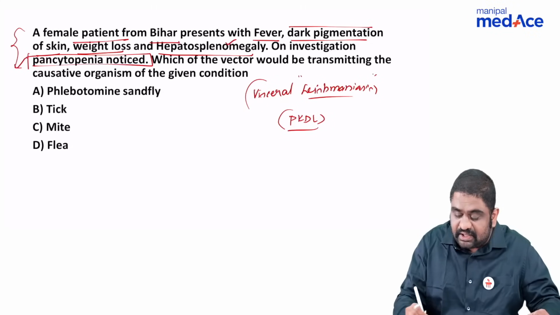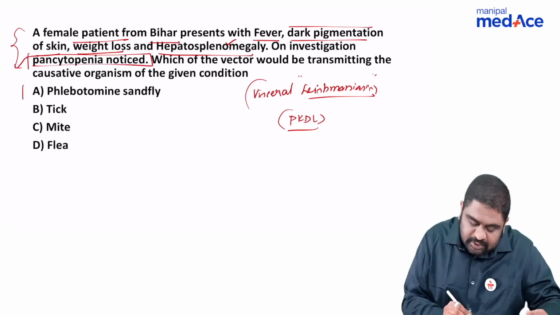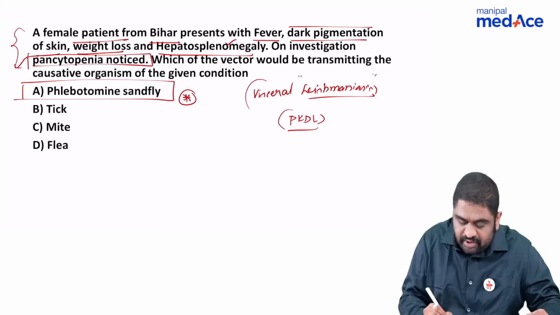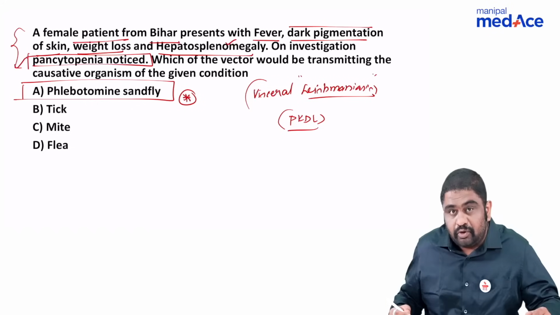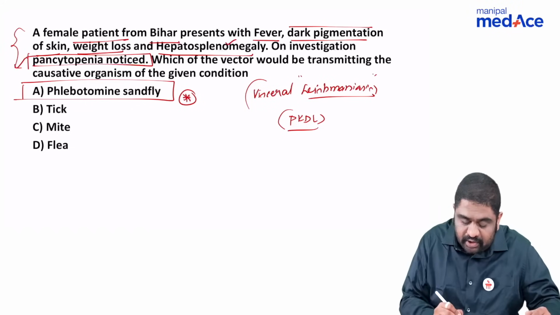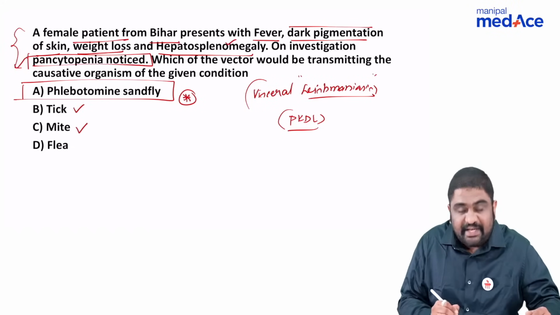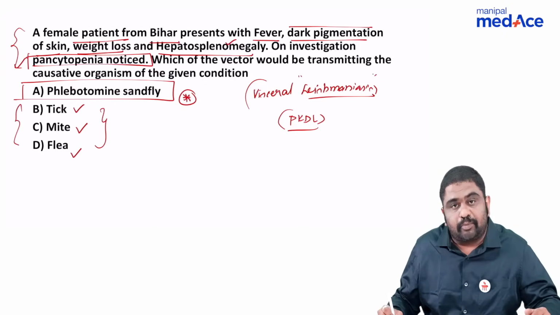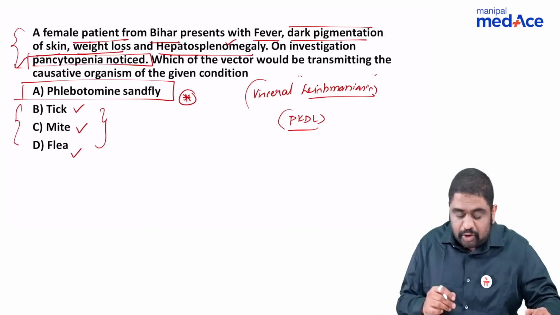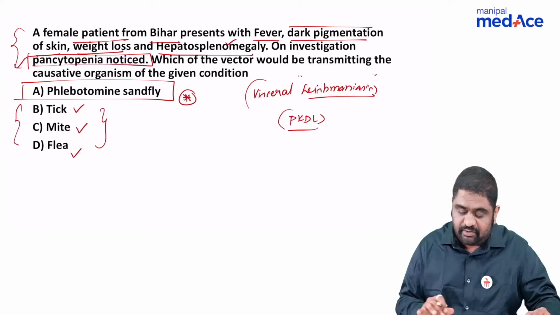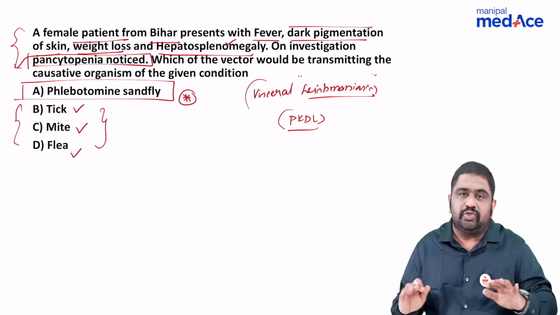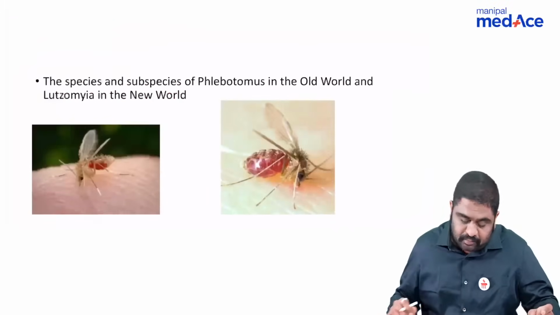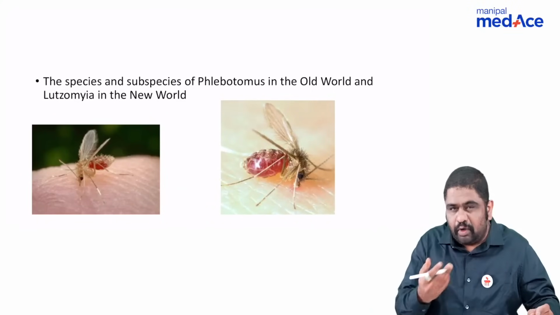Assuming this condition is leishmaniasis, then the answer has to be phlebotomine sandfly. Phlebotomine sandfly is the vector for the condition, and for a more detailed analysis of what the ticks can spread, what the mites can spread, and what the fleas can spread, watch the Rickettsia chapter and the arthropod-borne infections chapter so that you will be able to answer every question properly. This has been covered thoroughly in our diseases videos. Now let me answer one more thing for you.